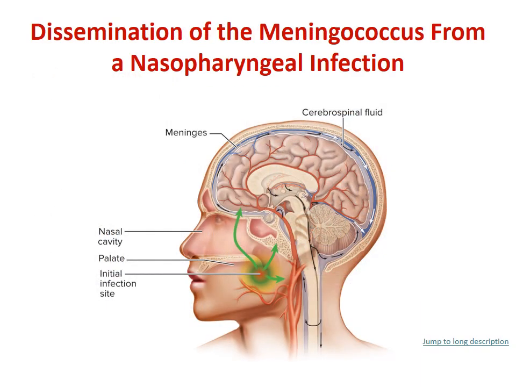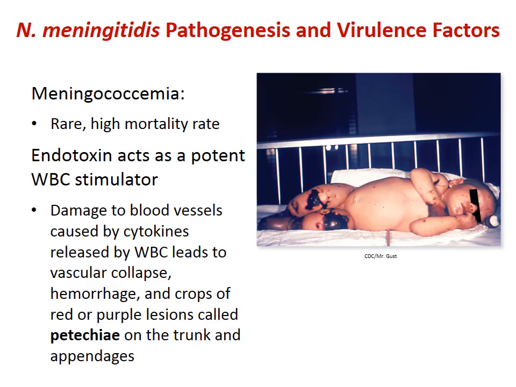The illustration here is suggesting again many of these infections come from a nasopharyngeal infection that makes its way to the CNS. One of the more troubling things that can happen is meningococcemia, which is again very rare but very fatal. The idea is again the pathogen is going to now start affecting the whole body, and the endotoxins associated with it actually stimulate excessive amounts of white blood cell response, which could again damage the host.